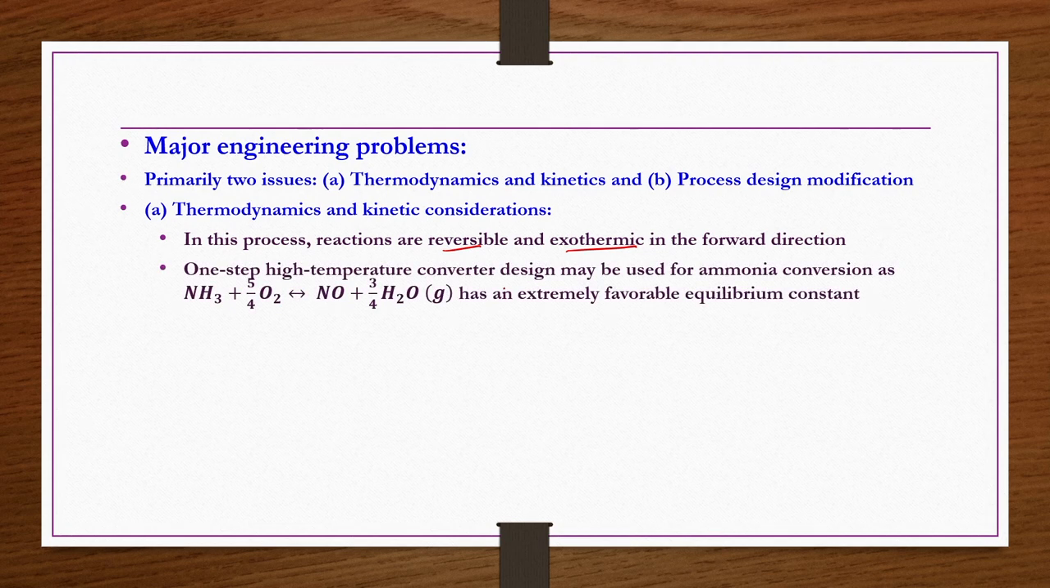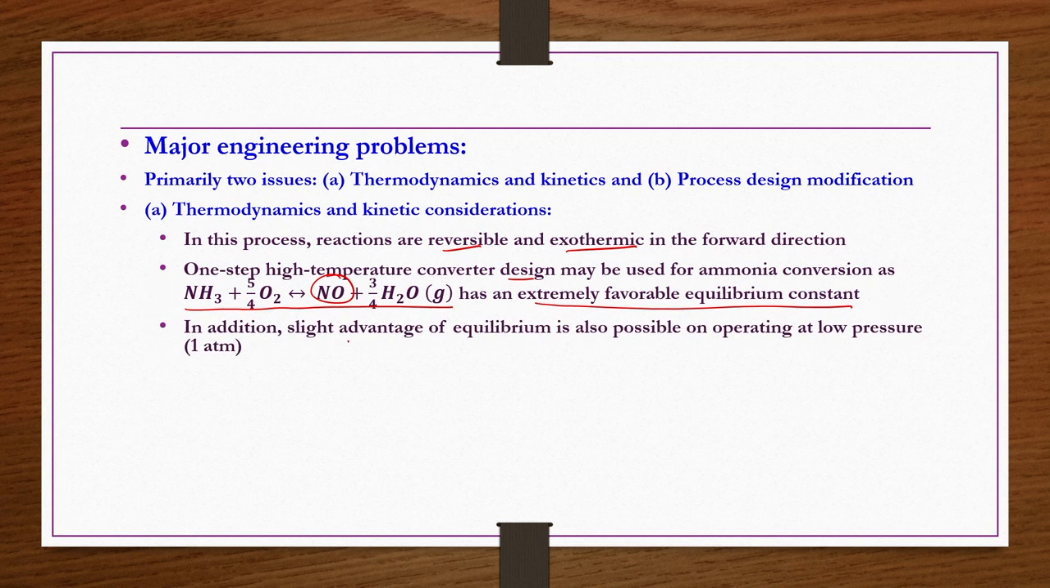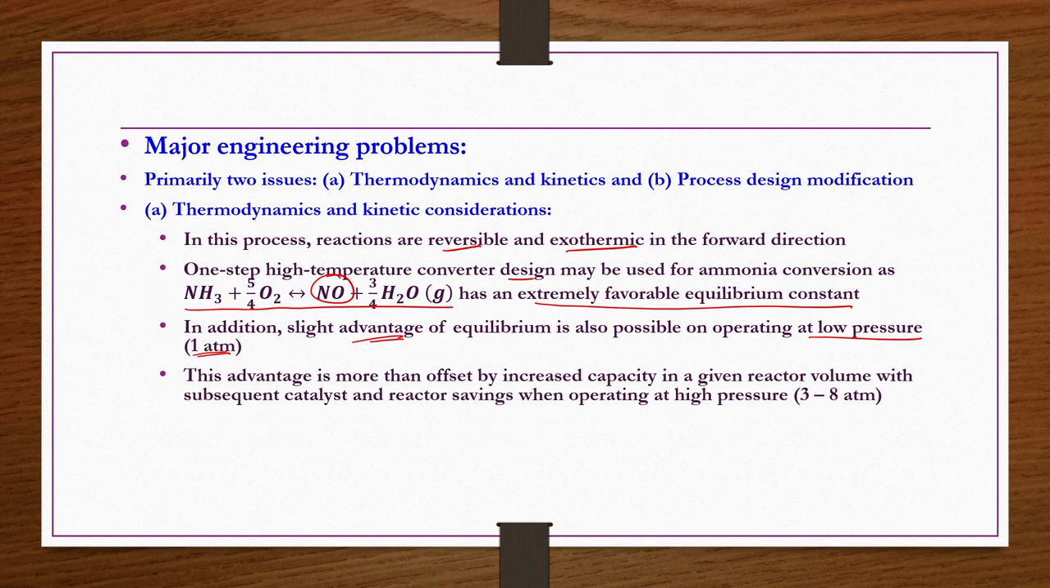One step, high temperature converter design may be used for ammonia conversion, as ammonia oxidizes to give NO, which has an extremely favorable equilibrium constant. In addition, a slight advantage of equilibrium is also possible on operating at low pressures like 1 atmosphere. This advantage is more than offset by increased capacity in a given reactor volume with subsequent catalyst and reactor savings when operating at high pressures, 3 to 8 atmosphere. In this case, operating at 3 to 8 atmosphere itself is a high pressure.